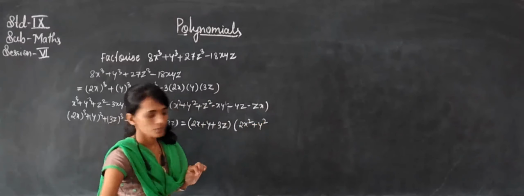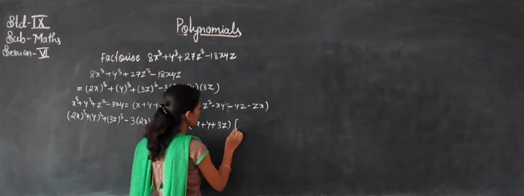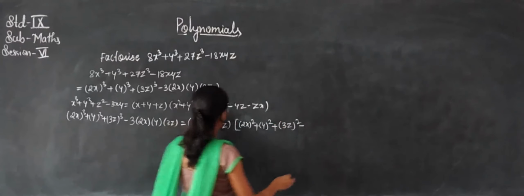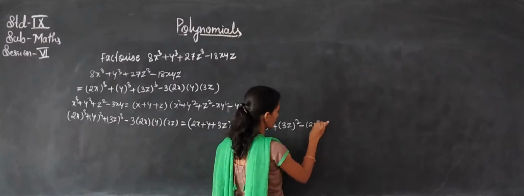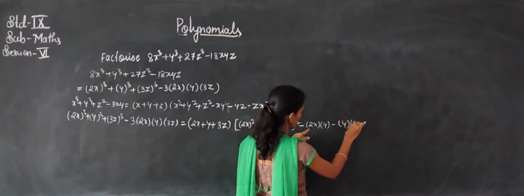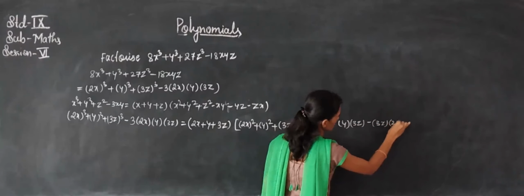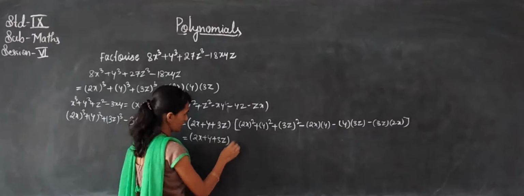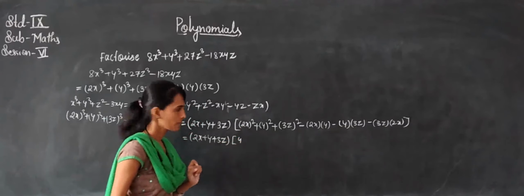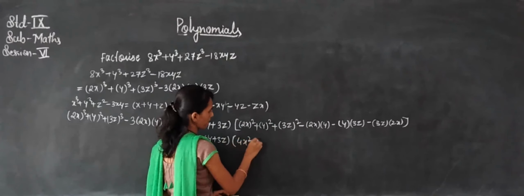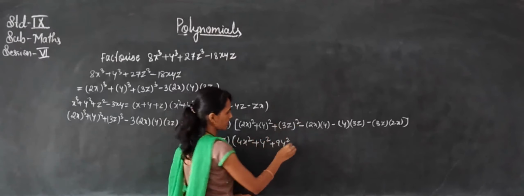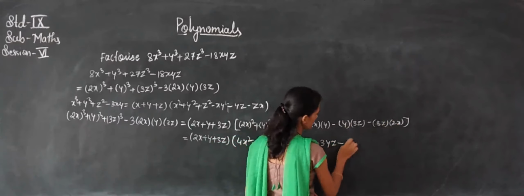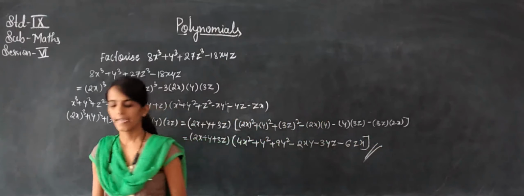So we write 2x plus y plus 3z, into (2x) square plus y square plus (3z) square, minus 2x into y, minus y into 3z, minus 3z into 2x. Now 2x plus y plus 3z as it is. Now simplify this one: (2x) square is 4x square, plus y square plus 9z square, minus 2xy, minus 3yz, minus 6zx. So this is the required expansion here.